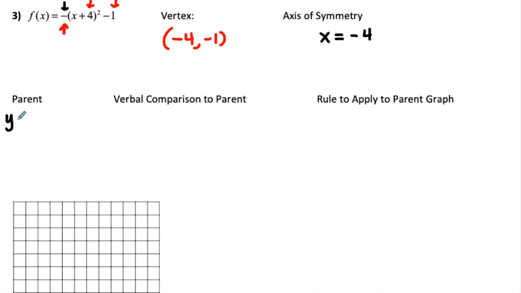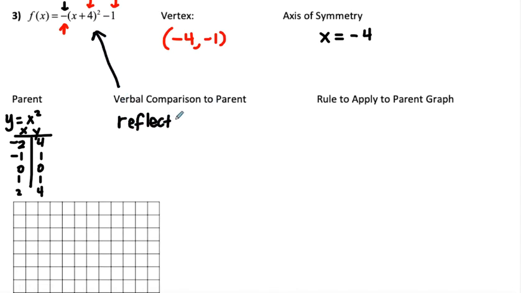My parent graph, y equals x squared. I'm going to do my points really quickly. -2, -1, 0, 1, and 2. And my y's 4, 1, 0, 1, and 4. Okay, so my verbal comparison. Now remember, we do our reflections before our translations. So verbally comparing this to the parent, this one is going to reflect over the x-axis. Some kids call it a flip, okay? It's going to be moving to the left 4 and down 1.